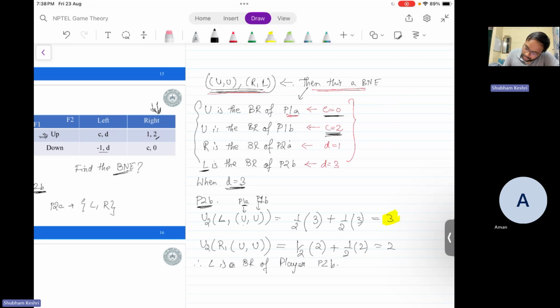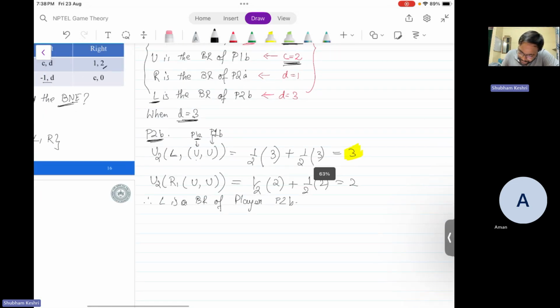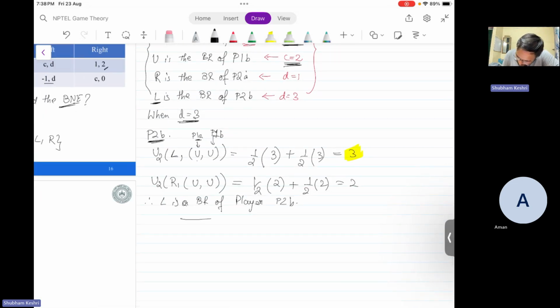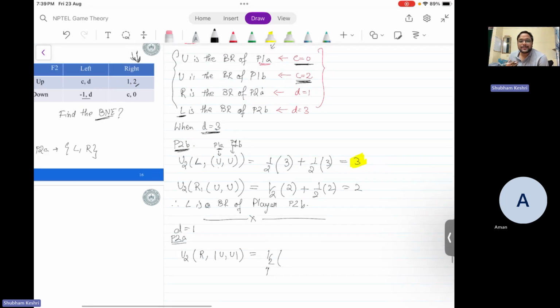Again, we'll do this for player 2A also. So when D is equal to 1, we are talking about player 2A. Now, player 2 knows exactly that he is of type A. What he doesn't know is the type of player 1. Therefore, utility of player 2A when he is playing R and player 1 is playing U comma U will be half times... You see, this half is because he doesn't know the type of player 1. Therefore, he is finding out his expected utility.